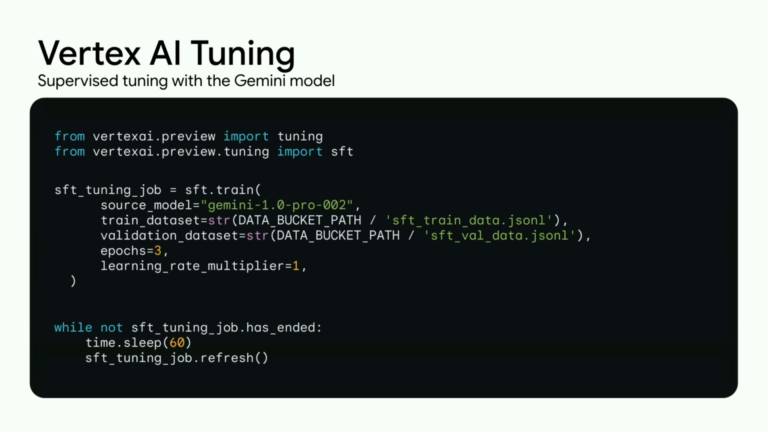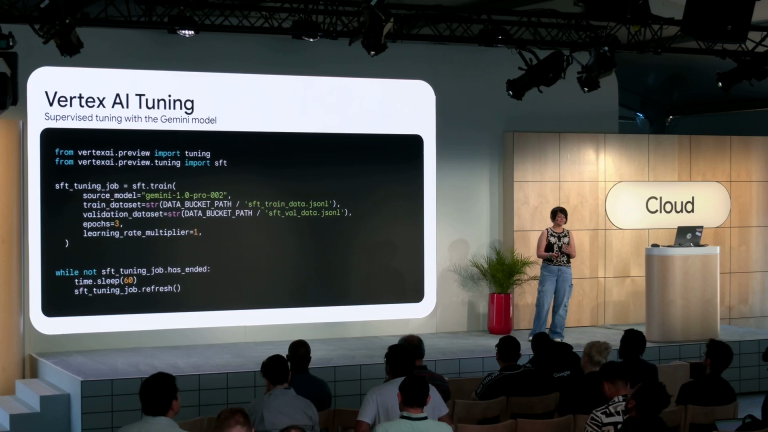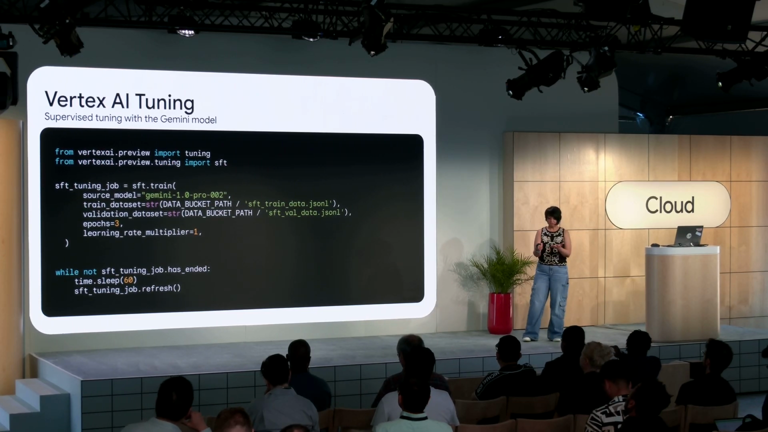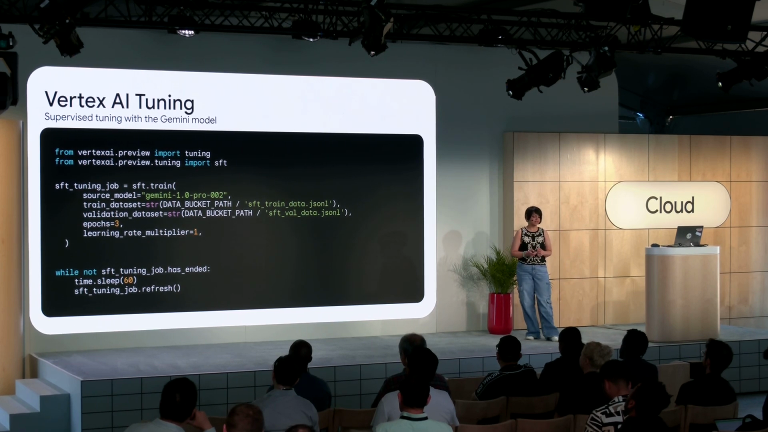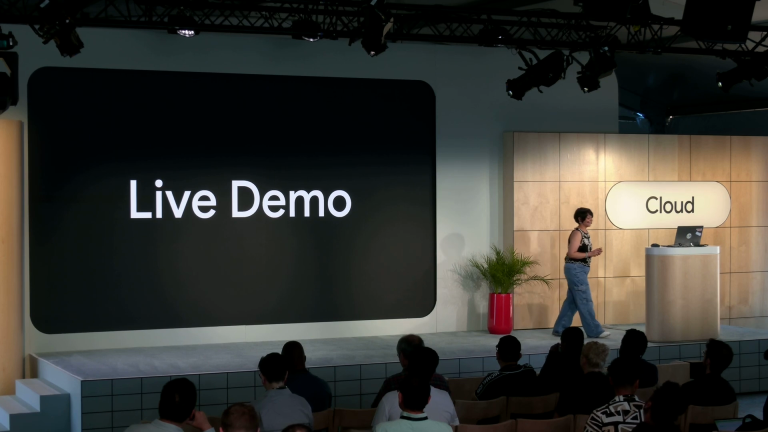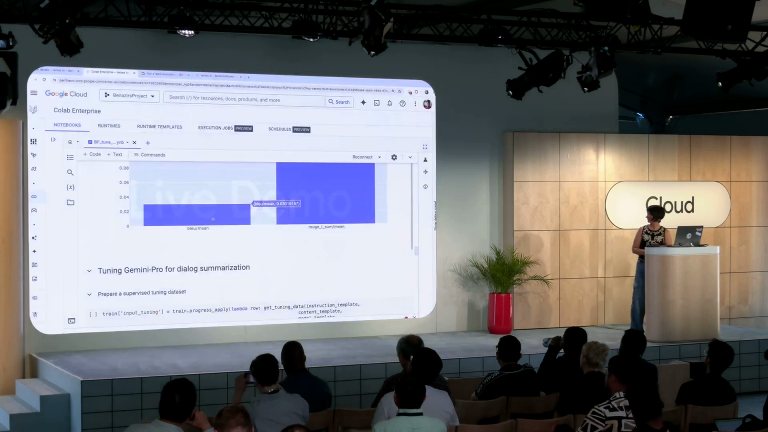It requires you to, of course, pass the training data set and also optionally a validation data set. Also, the next thing you'll need to define is the number of epochs and learning rate multiplier. Finally, you'll launch this tuning job that you see here, and you'll monitor its status. Let's take a look at it again in the notebook.